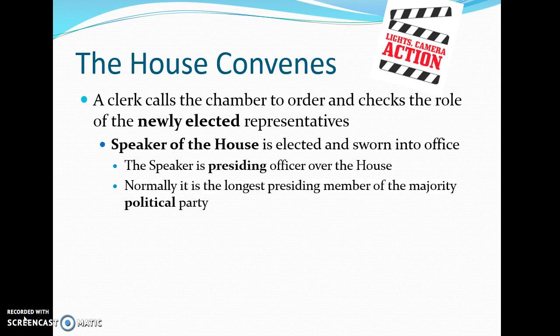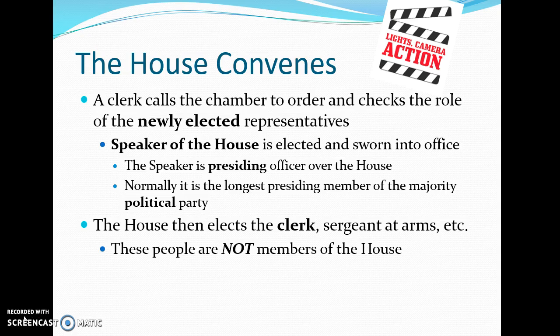When a new session of Congress is called, the clerk calls the chamber to order and checks the newly elected officials. The Speaker of the House is sworn in. The Speaker is like the president of the House. He's the main guy in charge of the House of Representatives. The House then elects all the different officers, people who have specific roles. These people aren't necessarily members of the House of Representatives.